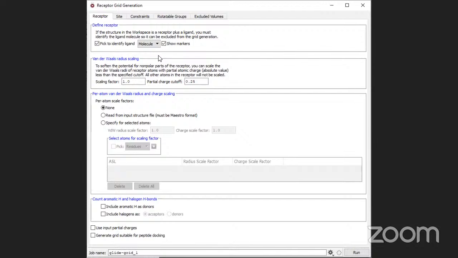Then after clicking all the necessary things, you need to click run. Then the third step will get completed. You will get the zip file for the glide grid. That is the third step output file. Okay. Then coming to the fourth step, that is the final step.